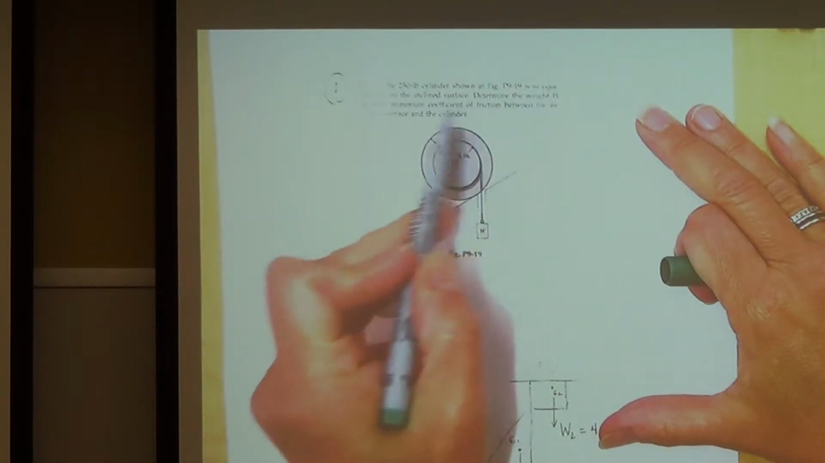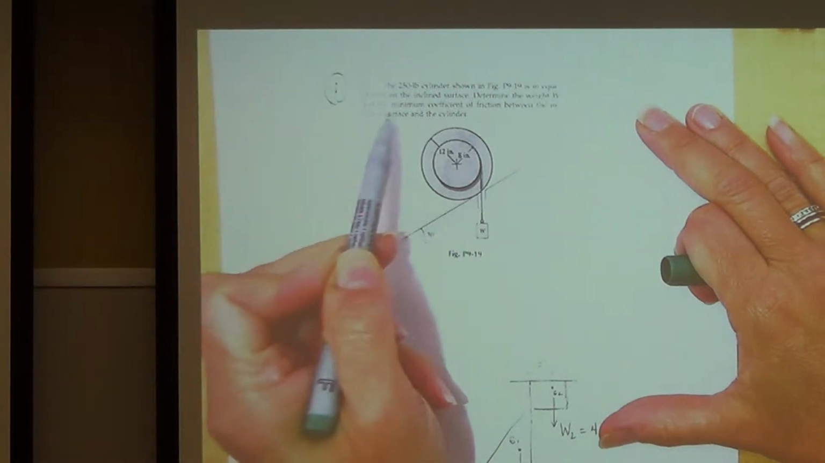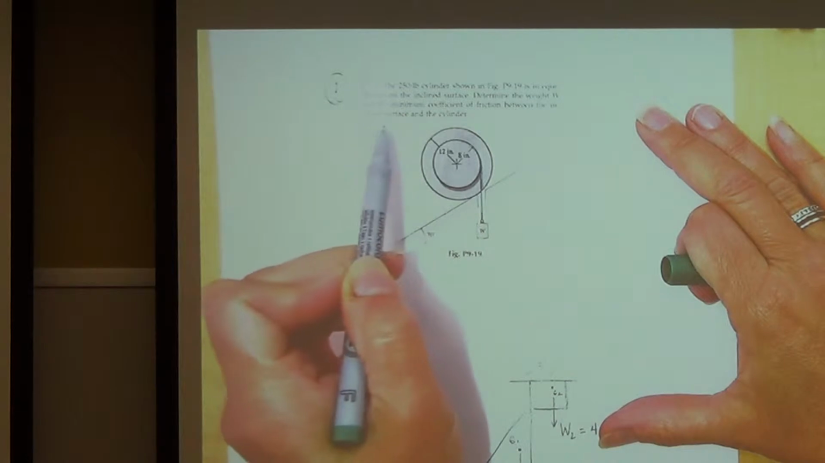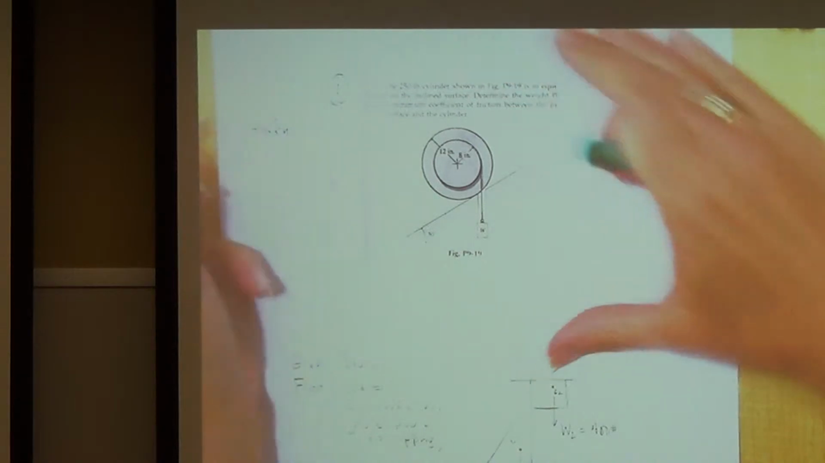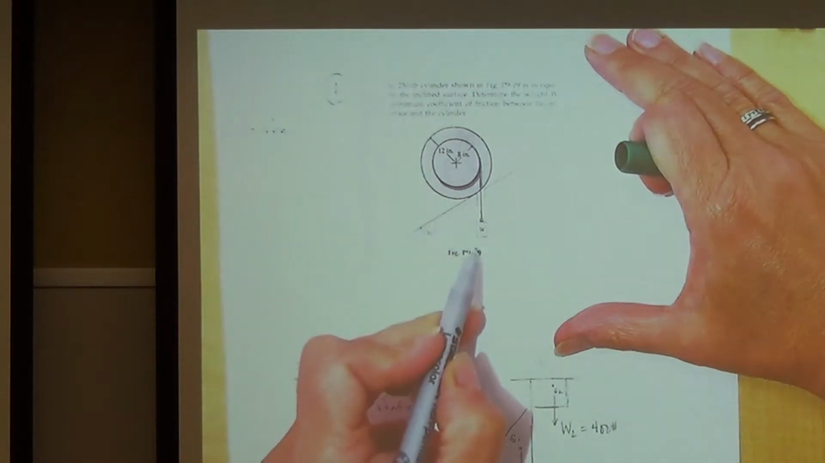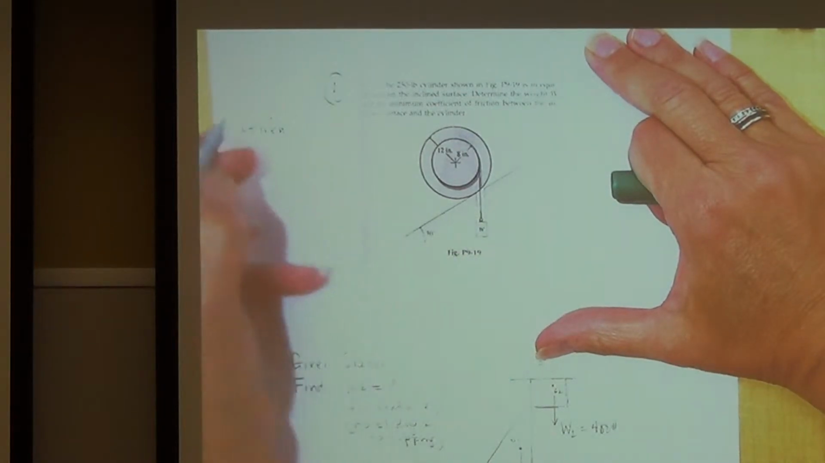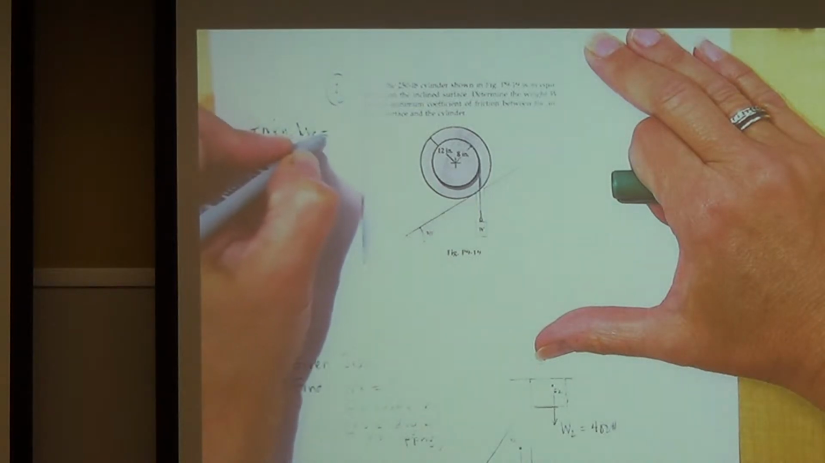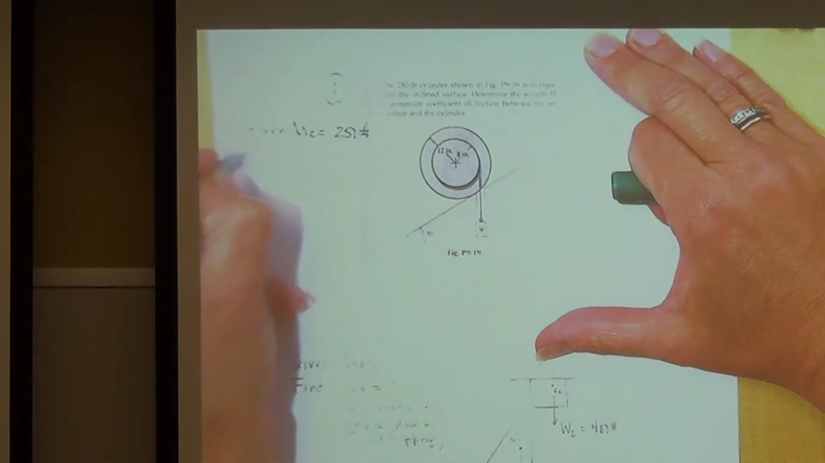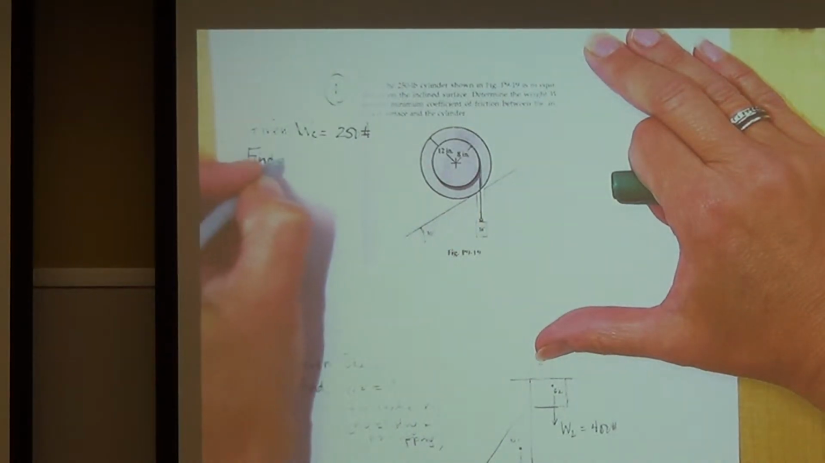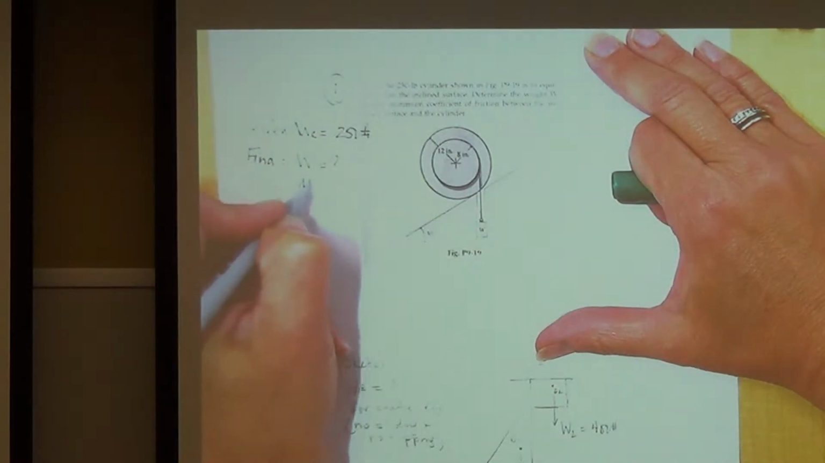The 250-pound cylinder shown in the figure is in equilibrium on the inclined surface. Determine the weight W and the minimum coefficient of friction between the inclined surface and the cylinder. So, first thing, given the weight. But you don't want to use the variable W because they already have a W there. So how about WC? The weight of the cylinder is 250 pounds. Okay, and nothing else. Find, what do we have to find? W and mu.